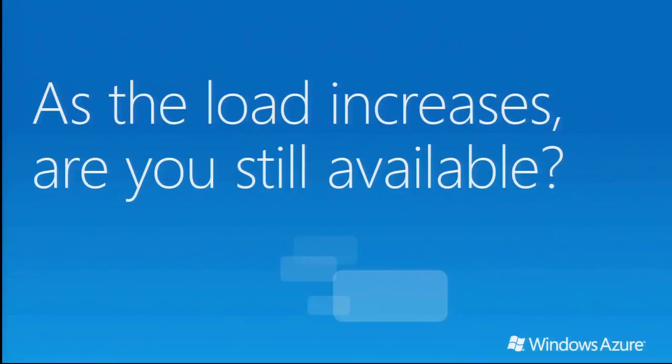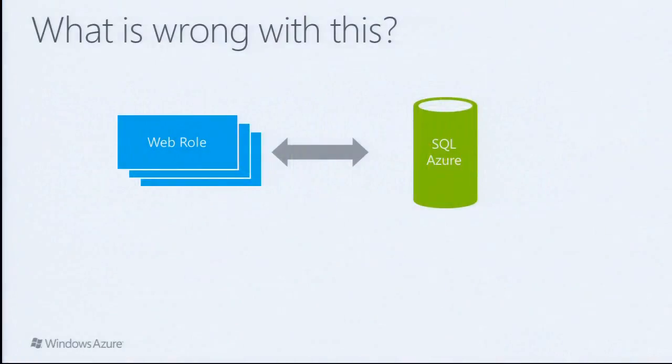So let's go and take a look at the first kind of set of things. As the load increases, are you still available? So a couple of puzzles to start off with. First of all, what's wrong with this? It's a typical kind of web app. It's got a web role, several instances there, talking against a SQL Azure database. It's probably the simplest architecture for a web app you could possibly have. We see this time and time again. And what's wrong with this?